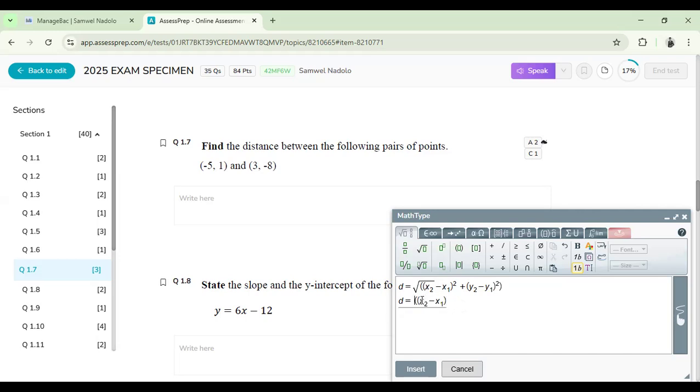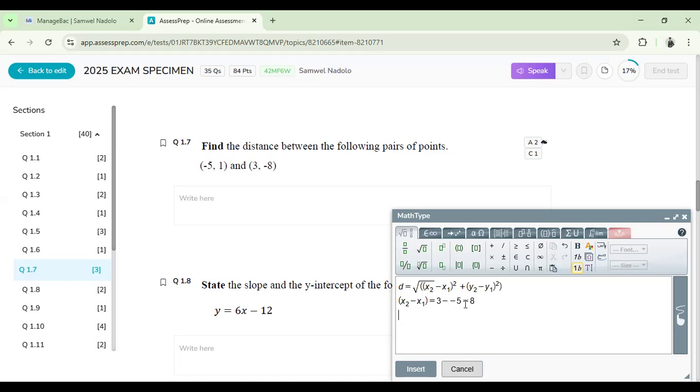Let me see if I can get rid of the square root sign. Good. So x2 minus x1, let me do it separately. X2 minus x1 will be, my x2 is 3, my x1 is minus 5. So it will be 3 minus minus 5, which is 3 plus 5, which is 8.